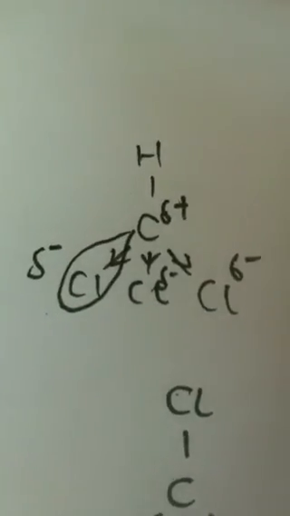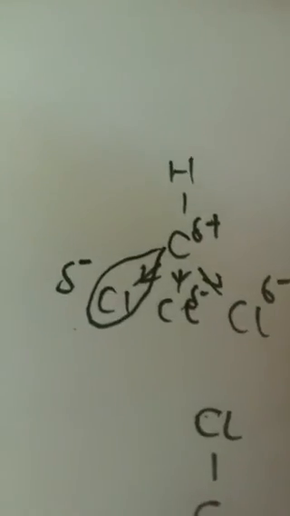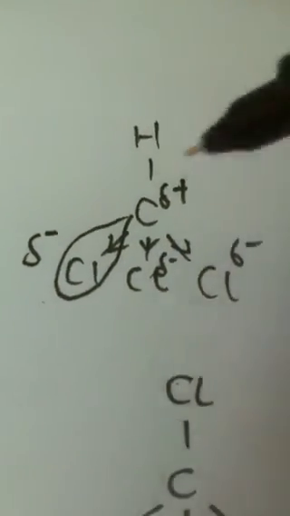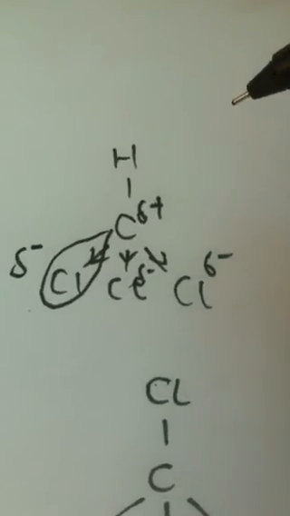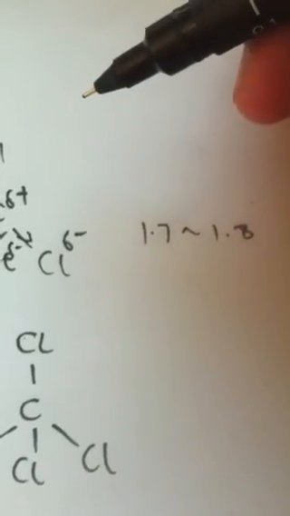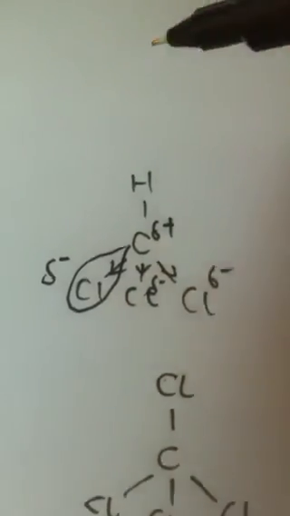Alright, this is trichloromethane. It's a polar molecule. What these signs mean is that the electronegativity difference between carbon and chlorine is more than 1.7 to 1.8. You have to check that fact.